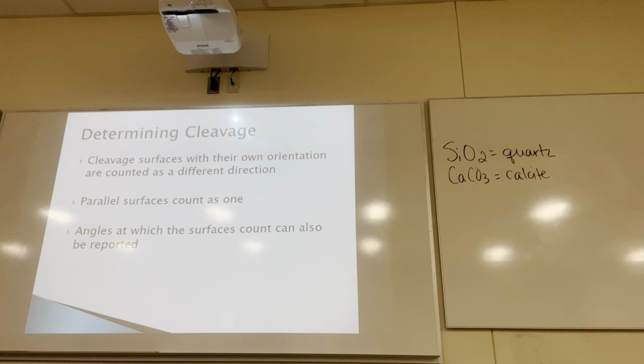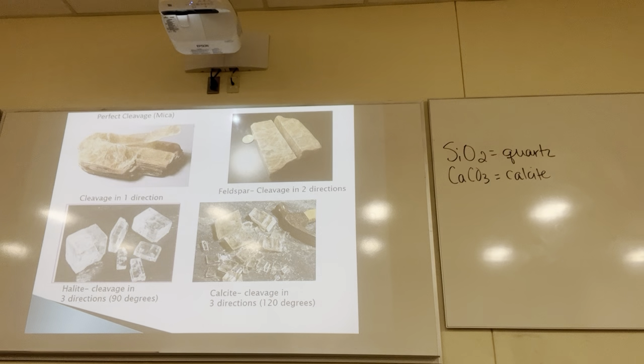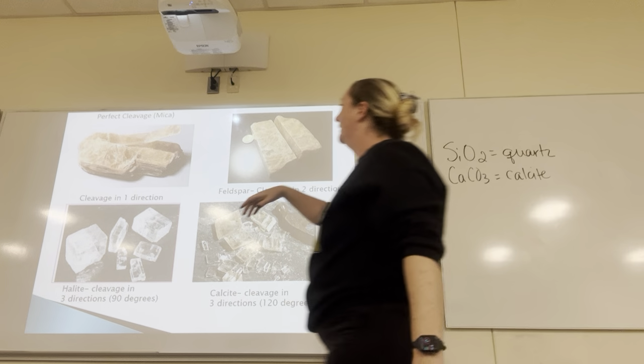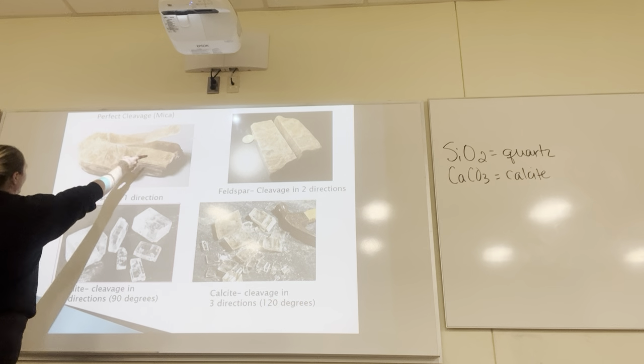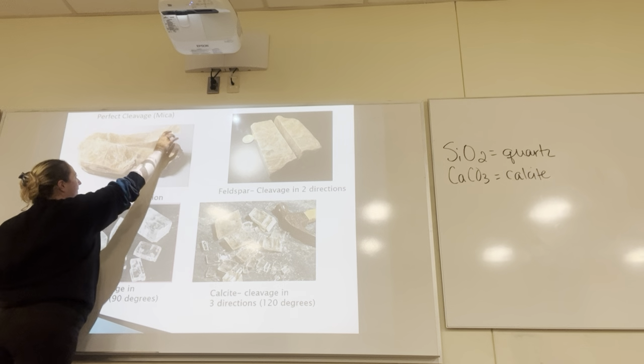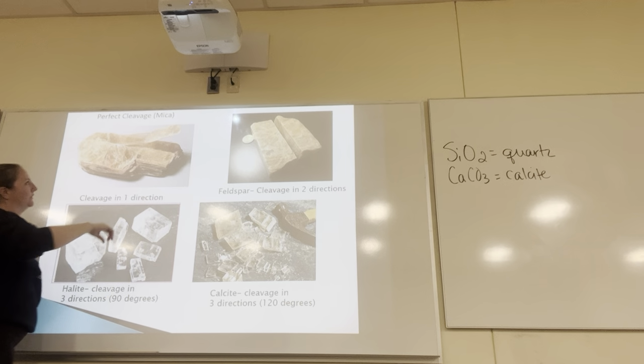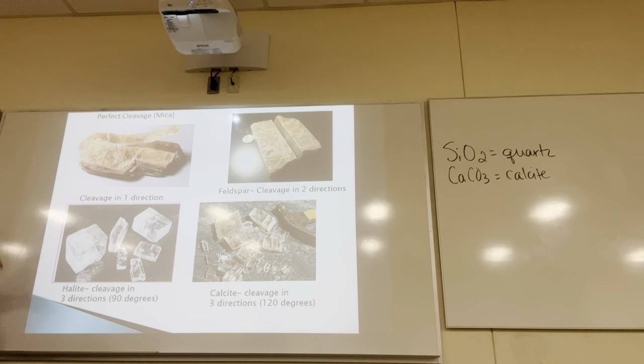Alright, so cleavage surfaces with their own orientation are counted as a different direction. Parallel surfaces count as one. The angles at which the surfaces meet can also be reported, so if you want to specify even further, you can. These are some examples. Like I told you, mica, on the left there we have what's called a muscovite mica. It's a light colored mica. You can see the layering and you see how well you peel it up. So here and on the bottom, perfect plane of cleavage, perfectly parallel layer.